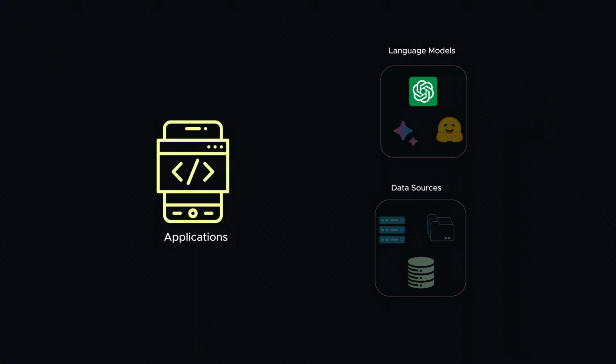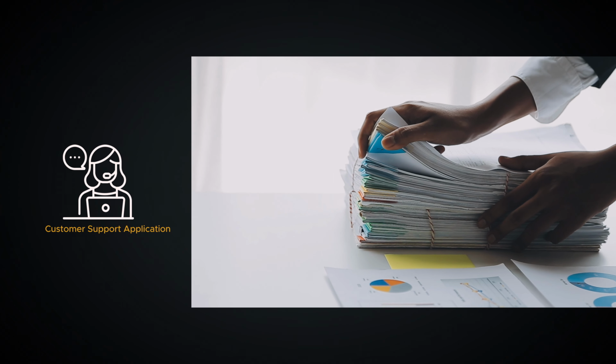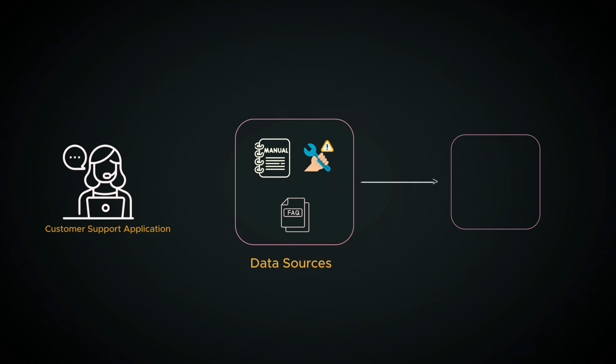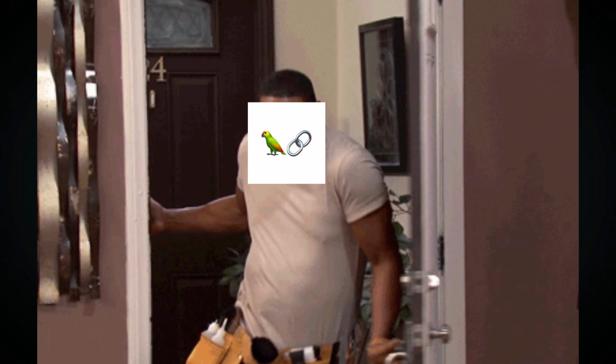Let's imagine you're trying to build a customer support application for a company with tons of internal documents like manuals, troubleshooting guides, and facts. You will need to connect all these data sources to a language model, right? Well, that's where Langchain comes in.